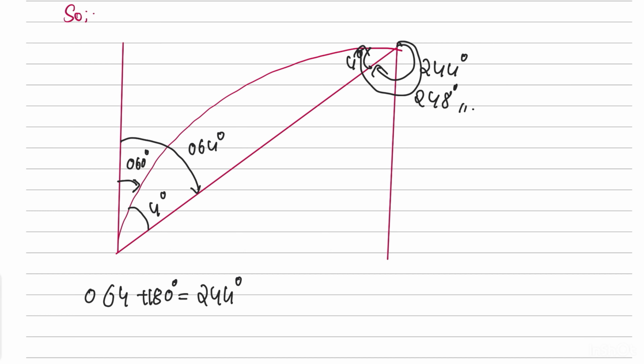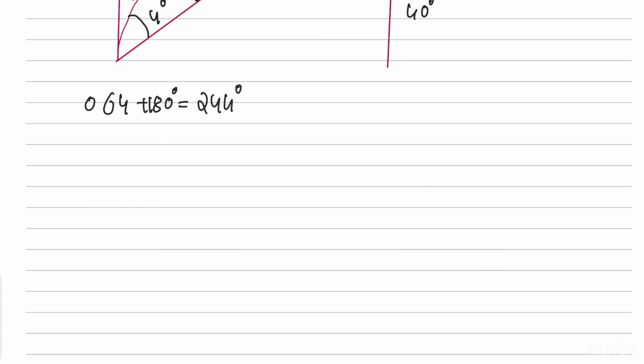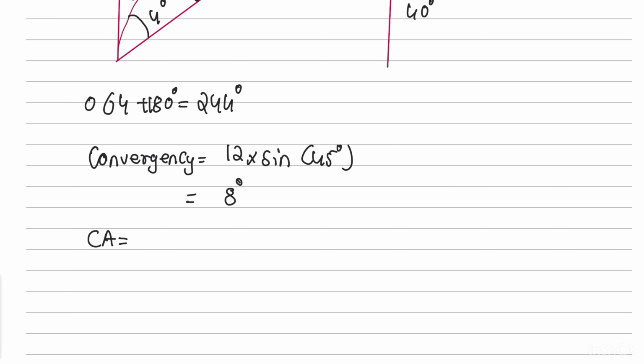So we got our question as... This is my problem. I did not read the question the first time. This is 50 and this is 40, so I missed these two. This is why I have drawn the chart. But let's have the convergency first: 12 into sine of 45, so 8. Then C is 4. So you got this, you got that, you got everything.